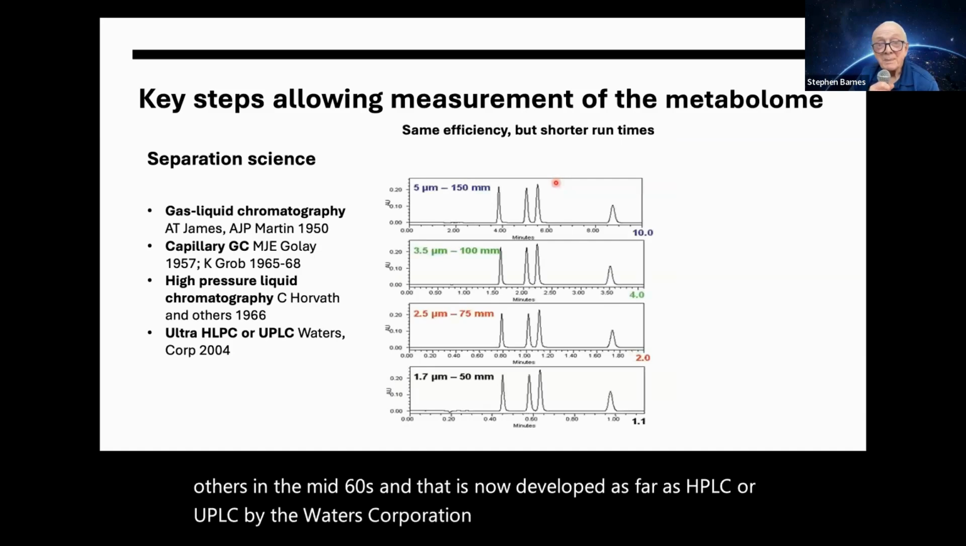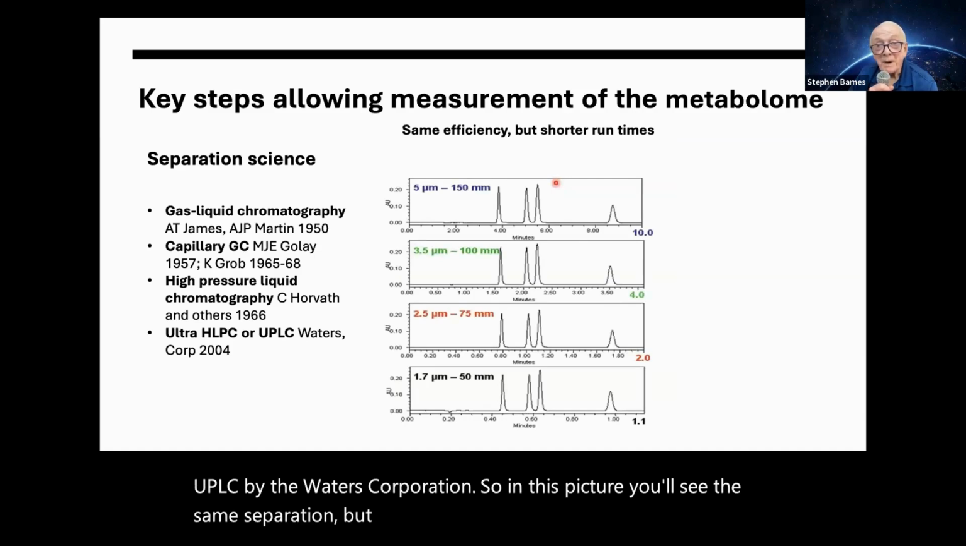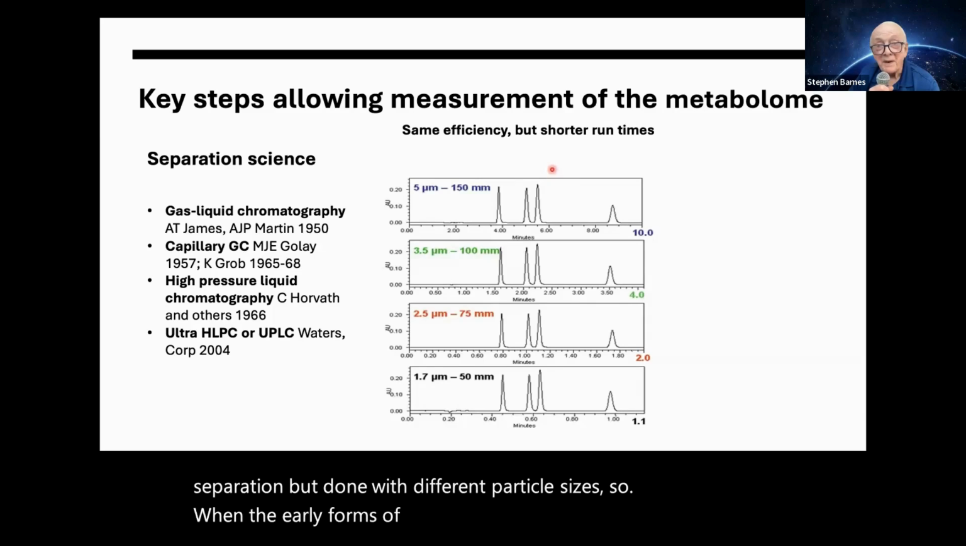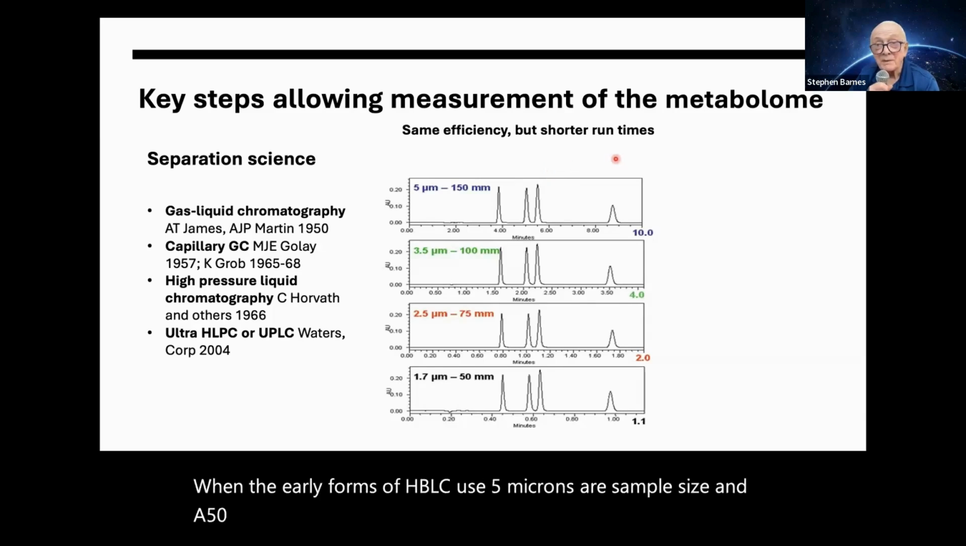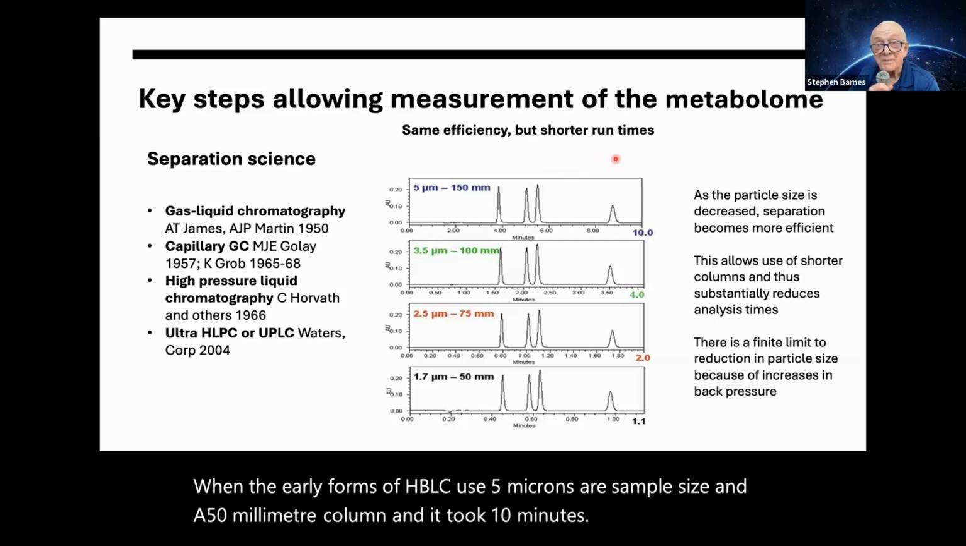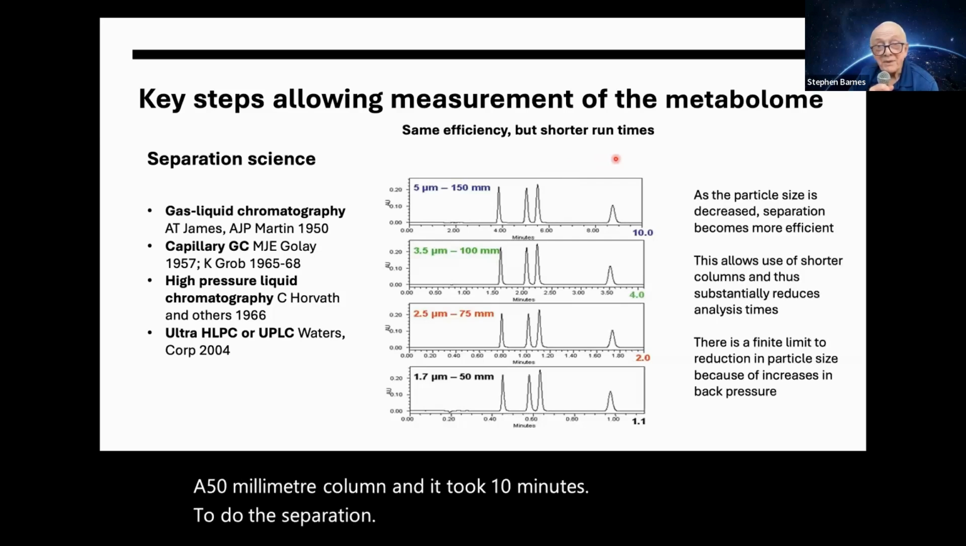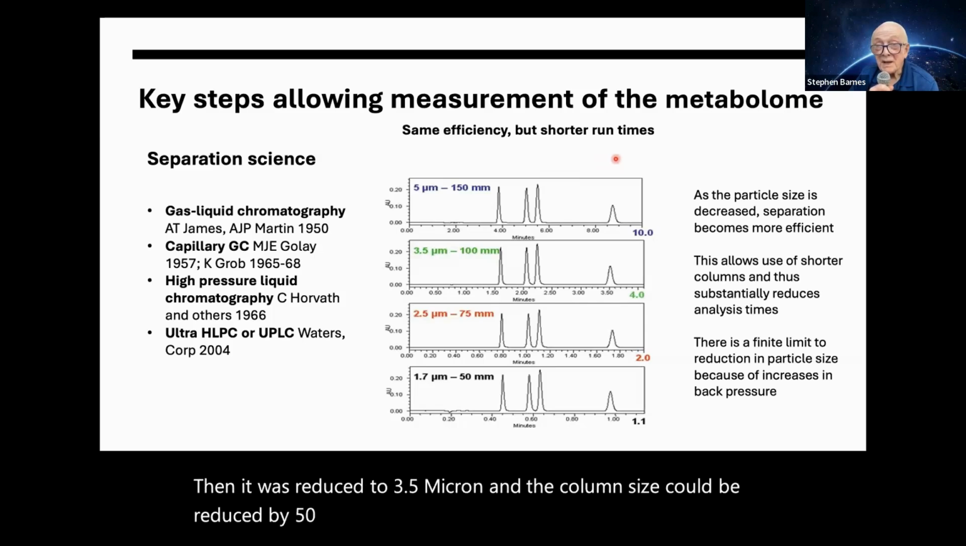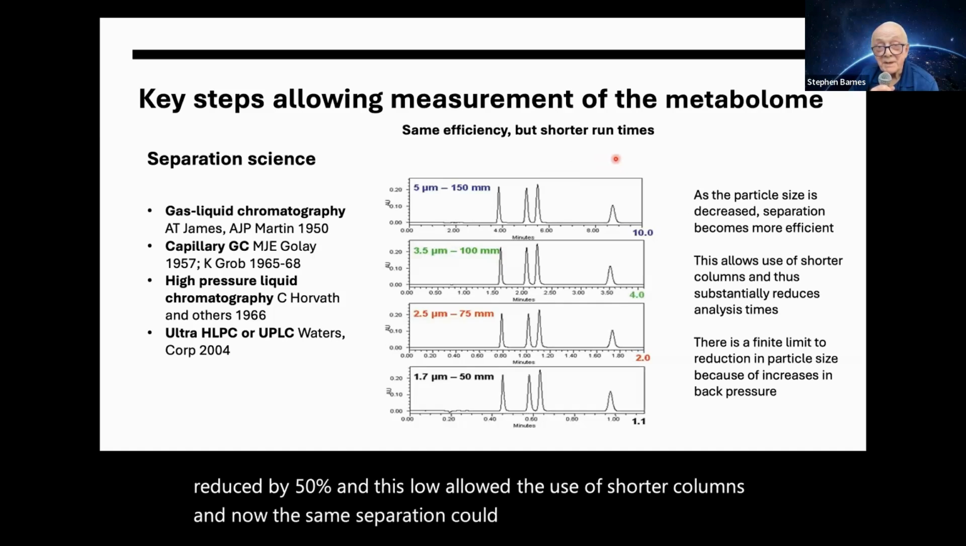So in this picture, you'll see the same separation, but done with different particle sizes. The early forms of HPLC used 5 micron particle size and a 50 millimeter column, and it took 10 minutes to do the separation. Then it was reduced to 3.5 micron, and the column size could be reduced by 50%. And this allowed the use of shorter columns, and now the same separation could be done in 4 minutes.